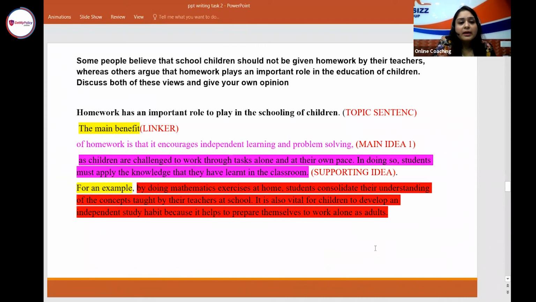Now, again, I'm going to have my viewpoint 2, so this is my view number 2. Homework has an important role. Now I am adding my view that homework is actually important. So you have to write that in body paragraph 2, that it plays an important role in the schooling of the children. This is my topic sentence. By this topic sentence, I make clear that now I'm going to write the positivity of homework. The main benefit, see, again I've added the linker.